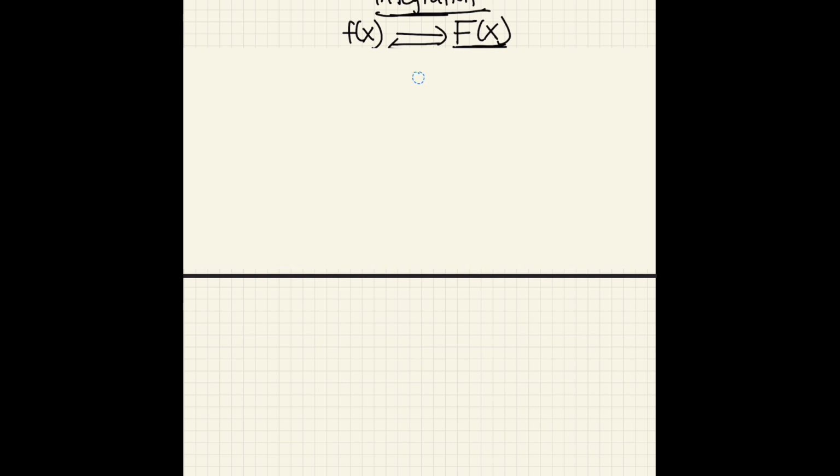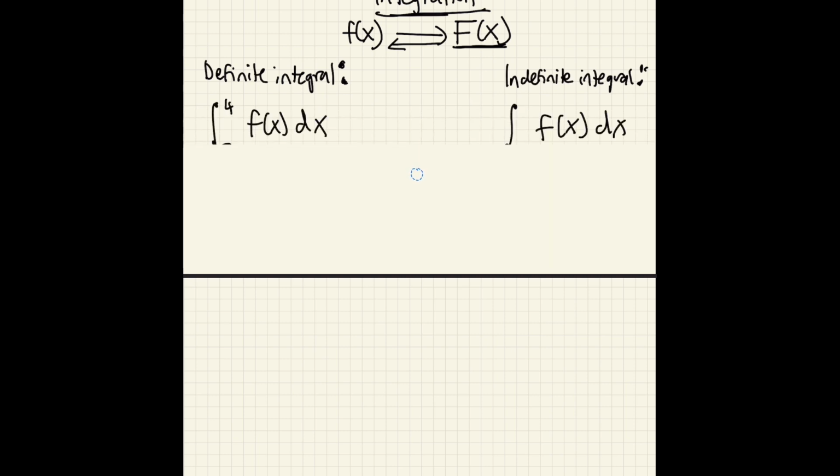Now there's two types of integrals. There are definite integrals and indefinite integrals. So the key difference between them is this. A definite integral has bounds. Okay, it has numbers here. An indefinite integral doesn't. There's no numbers there. Okay? So that means the definite integral actually represents a value.